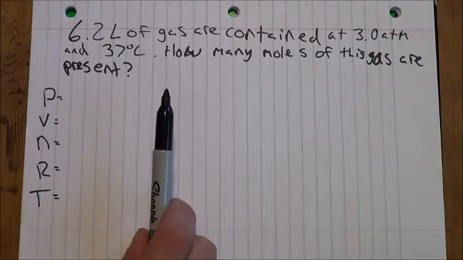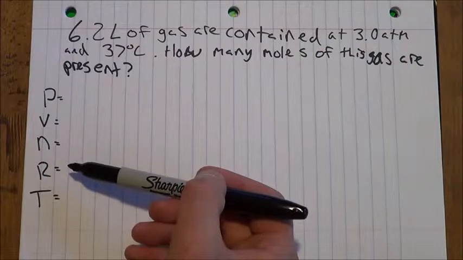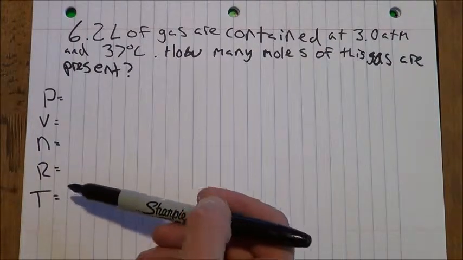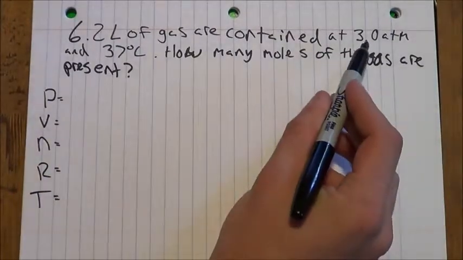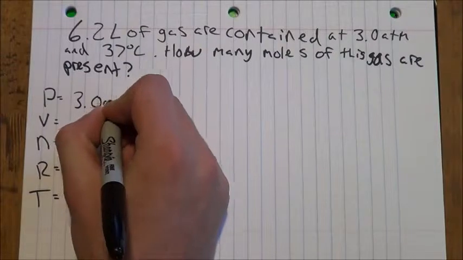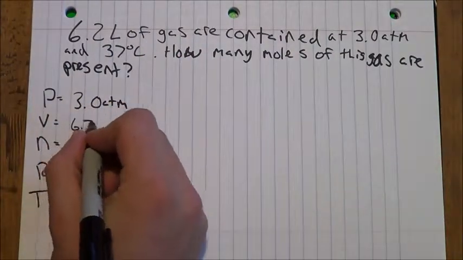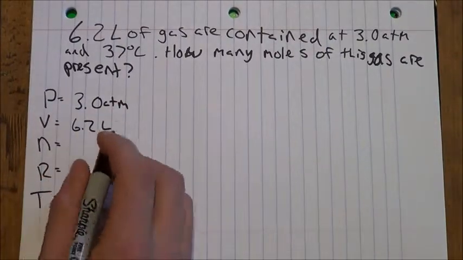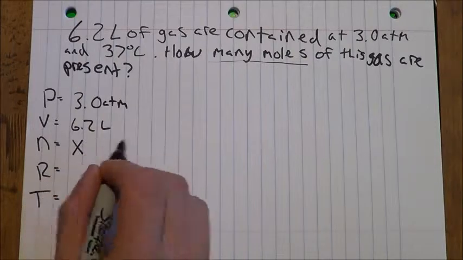So we need to fill in our pressure, our volume, our number of moles, our gas constant, and our temperature. We can see right here we have our pressure, 3.0 atm, so we can write that down. Our volume is going to be 6.2 liters. Our number of moles is what we're looking for, so that's our x, that's our variable.